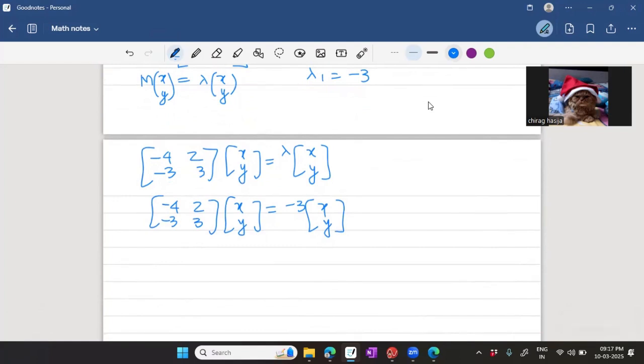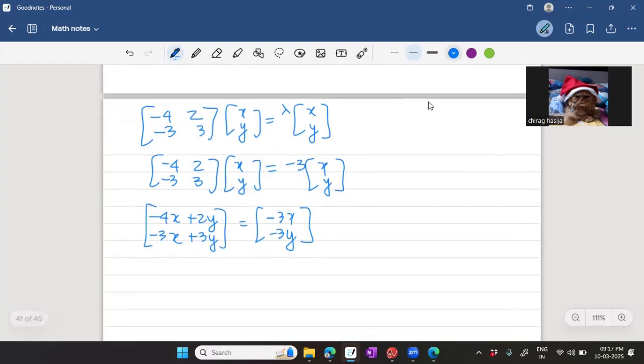So if we do the matrix multiplication, we'll get minus 4x plus 2y as the first value, and the other will be minus 3x plus 3y. This is equal to minus 3x minus 3y. In this, I always try to do both equations just to cross check my answer.